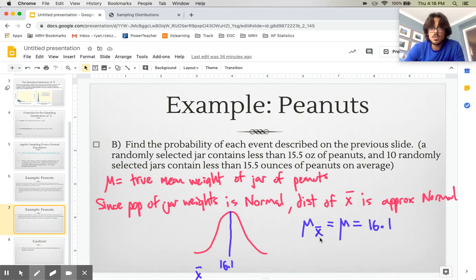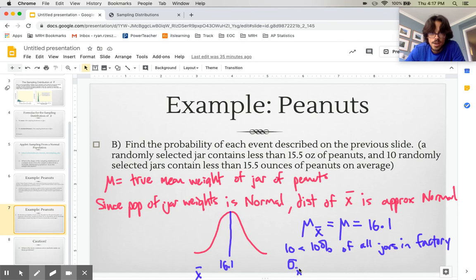The standard deviation, first of all, before I calculate it, I need to check that the sample is not too big, because I am sampling without replacement. We're picking 10 jars, and 10 is definitely less than 10% of all jars in the factory. Gotta check that 10% condition before you do standard deviation. So we're good there. Now we can do the standard deviation for X bar.